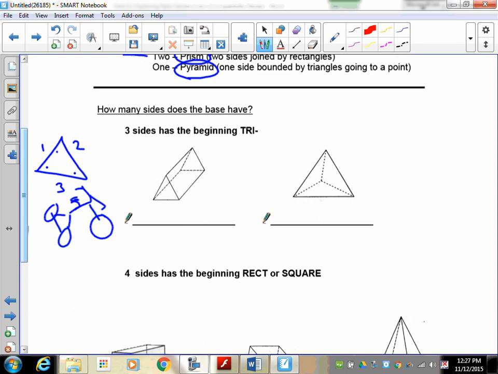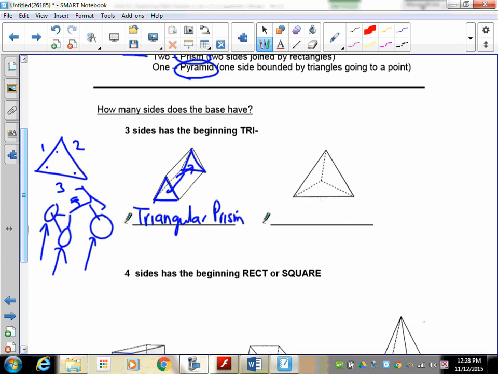Pretty bad tricycle. But anyway, a tricycle is called a tricycle because it has one, two, three wheels. Okay? So anything you see that's got three sides on it, like this, you'll see a triangle. That means that this is a triangular. Now you notice there's a triangle here, a triangle there. There's two of them, so this is a triangular. And it's called a prism because there are two matching faces.